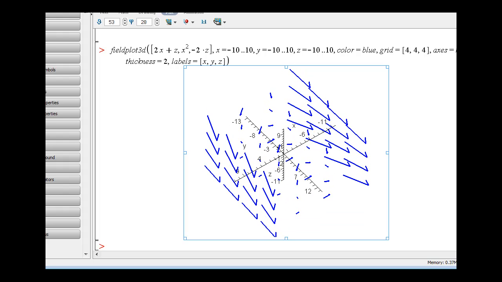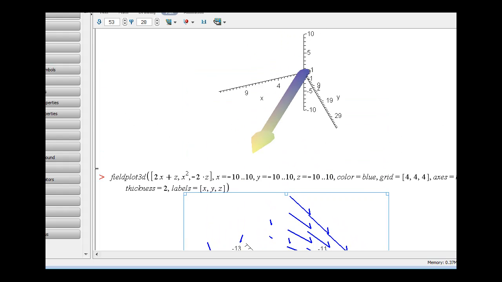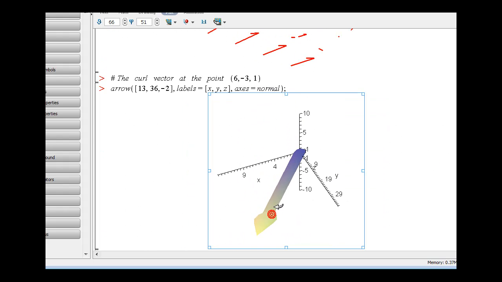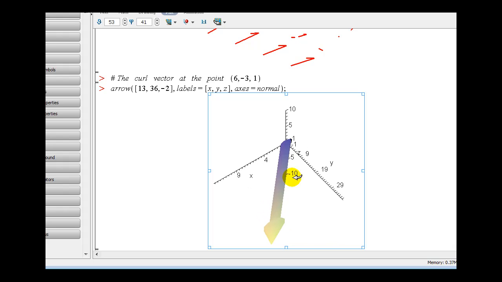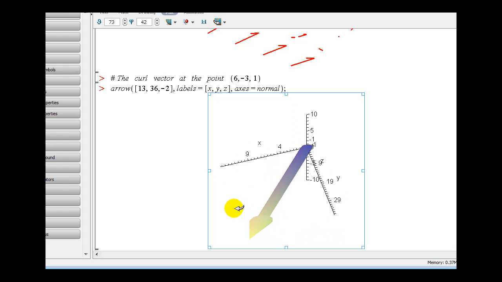If we take a look at the curl vector at the point (6, negative 3, 1), this is the vector here. So at that point in that field, the axis of rotation would be along this vector, and its magnitude would tell us how strongly it would rotate. And then lastly, for the direction of rotation, if you take your right hand and point it in the direction this vector points, and then close your right hand, the rotation would be in the same direction as your fingers move as you close that right hand.